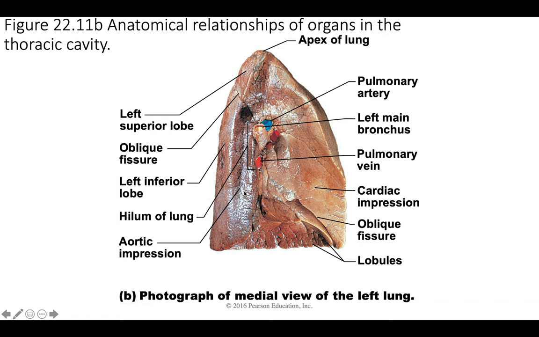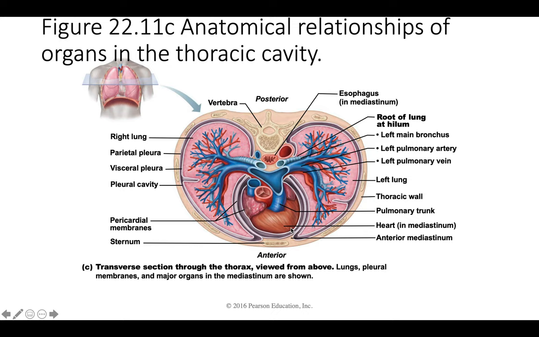Aside from that, you can see the base over here, and once again, the apex of the left lung right over here. So we have a drawing of a transverse section through the thorax. Here's the anterior, this is the posterior, this is one of the thoracic vertebrae, and then we have the sternum over here. Here are your lungs on both sides, and you can see the lung is surrounded by this pleura. Okay, so you have the pleural cavity over here.